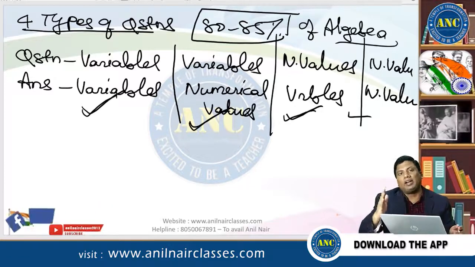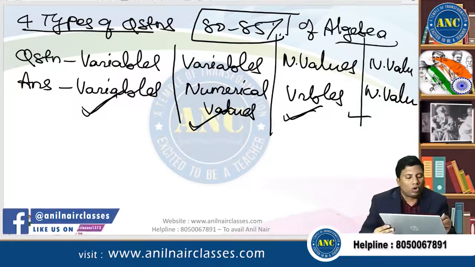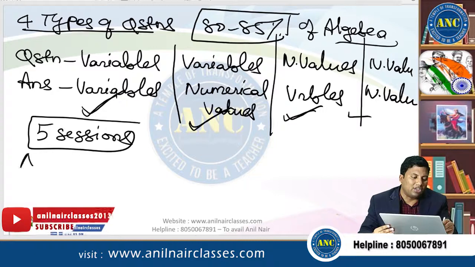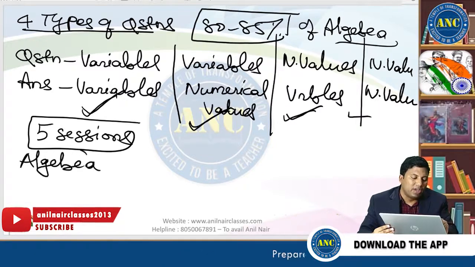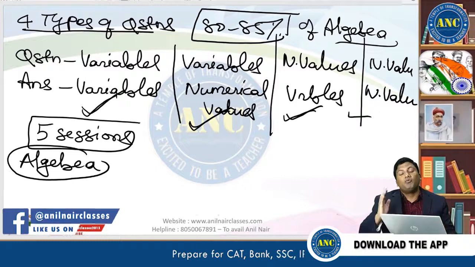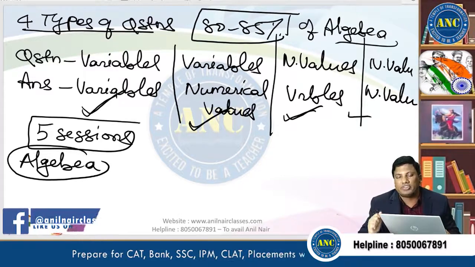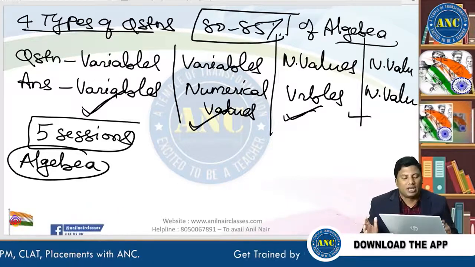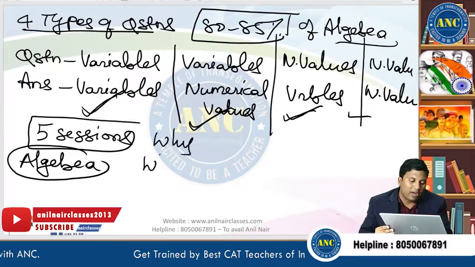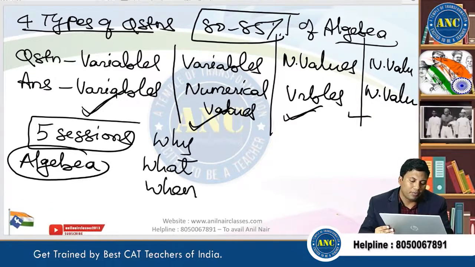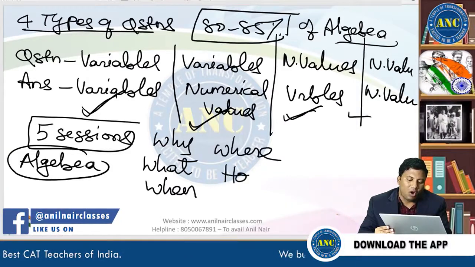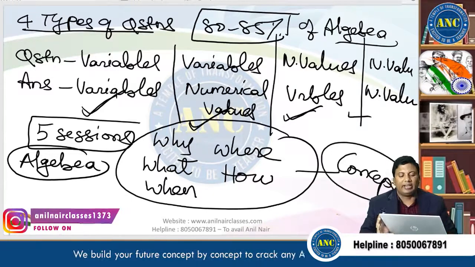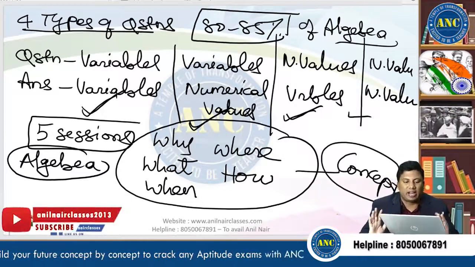Hopefully, once I complete algebra session 1, session 2, in total I plan to take 5 sessions on algebra. By the end of 5 sessions, many students will be able to understand which method to use, when to use which method, where to use which method, and why that method does not work on that set of problems. Why, what, when, where and how the concepts are applied. All the WH questions related to algebra will be solved in detail. I hope it is clear. These are the kind of questions.